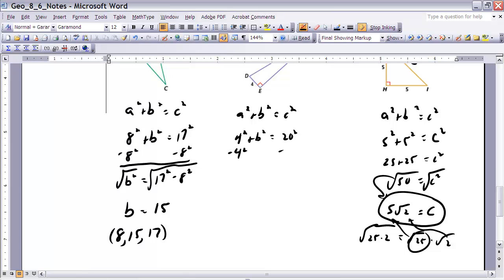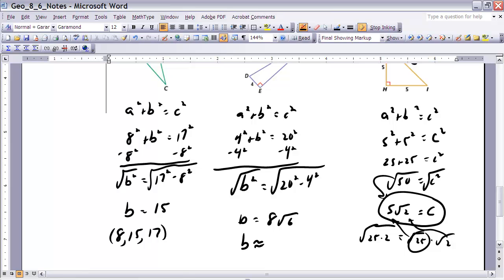I'm going to subtract 4 squared from both sides, which leaves me b squared is equal to 20 squared minus 4 squared. And then I'm going to take the square root of that to find b. If I plug that one into my calculator, I come up with 8 times the square root of 6, which is also approximately 19.6.